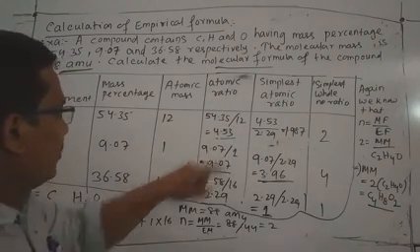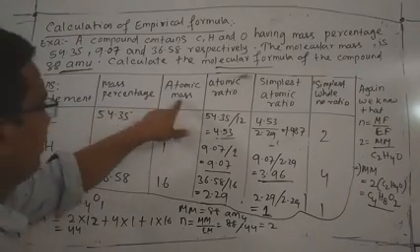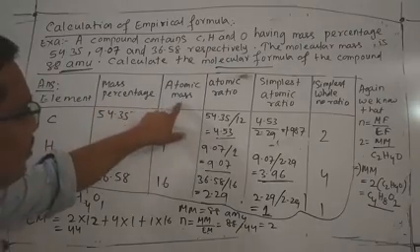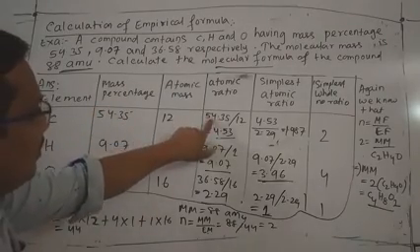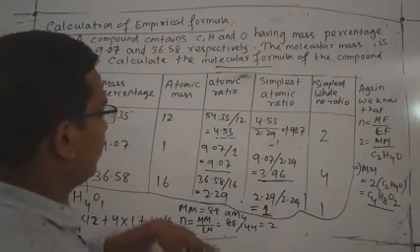54.35 divided by 12, that is your 4.53. Atomic ratio can be calculated with the help of mass percentage divided by atomic mass. This is your formula: atomic ratio is your mass percentage divided by atomic mass. So 54.35 divided by 12 is equal to 4.53.